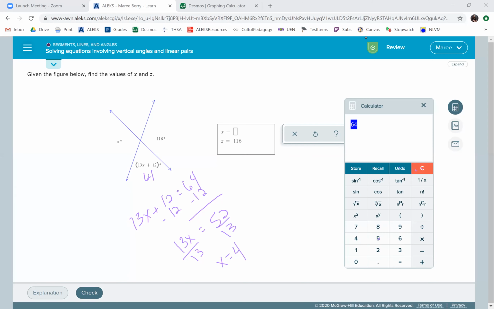I'm just drawing all over my screen. Okay, so I do 52 divided by 13, 4. So x is 4.